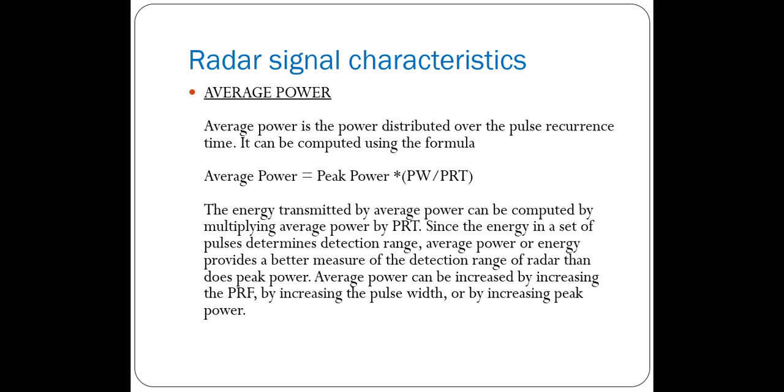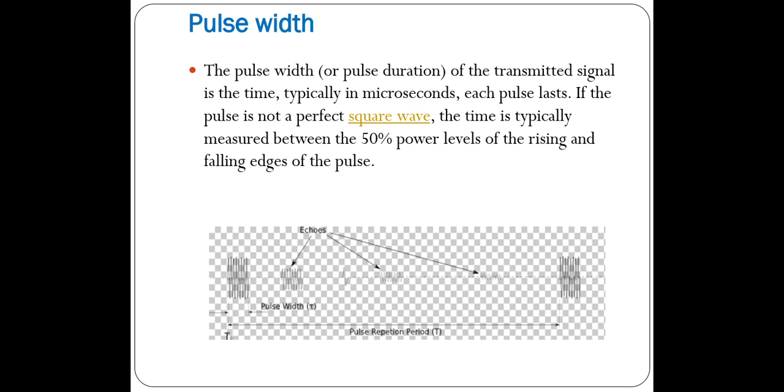Since the energy in a set of pulses determines detection range, average power or energy provides a better measure of the detection range of radar than does peak power. The average power can be increased by increasing the PRF, by increasing the pulse width, or by increasing the peak power.